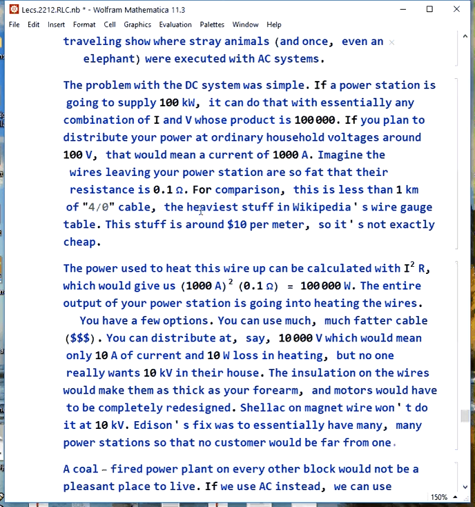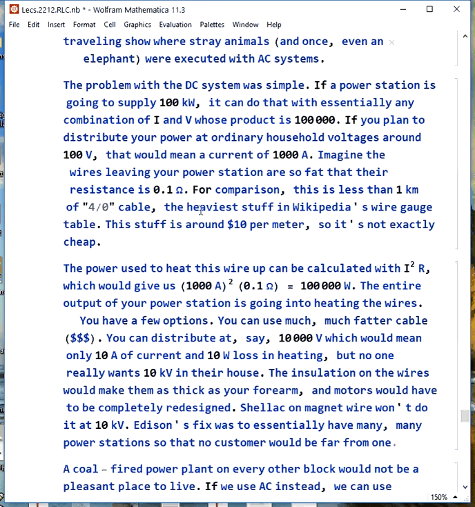If we imagine the wires leaving your power station are so big that their resistance is 0.1 ohms, that's going to be what's called 0000 cable, the heaviest stuff in the Wikipedia wire gauge. I think it's the heaviest stuff you can commonly find at Lowe's or Home Depot. It's about $10 for a meter, so it's not cheap.